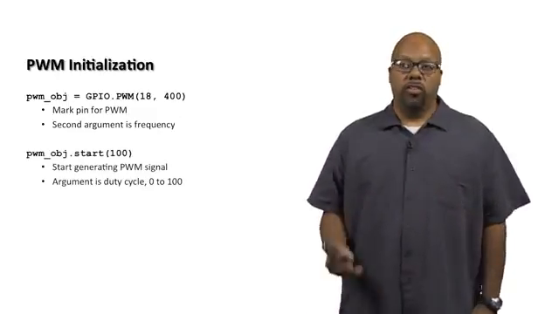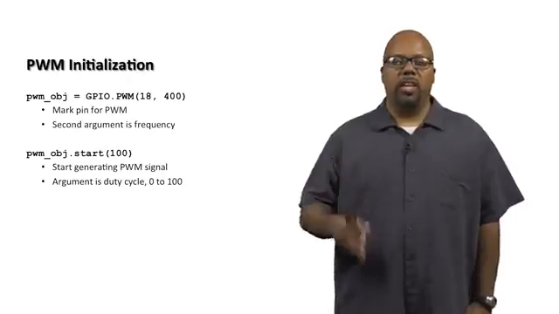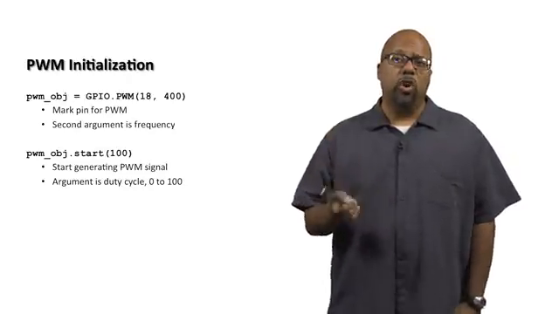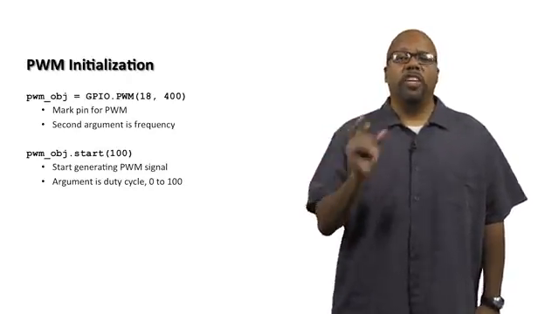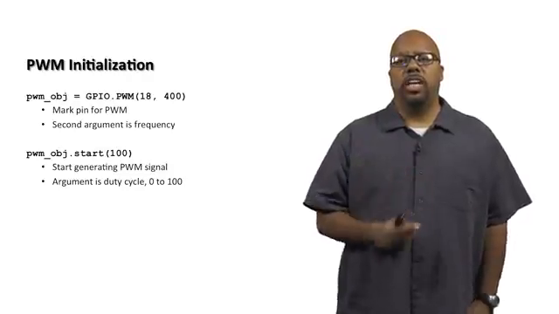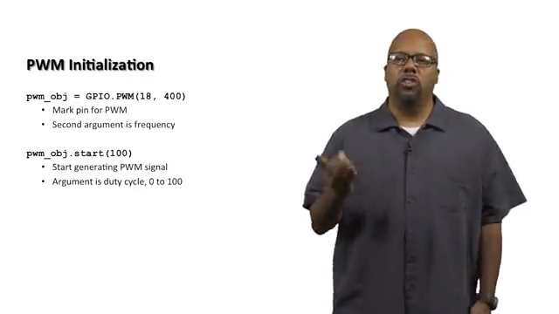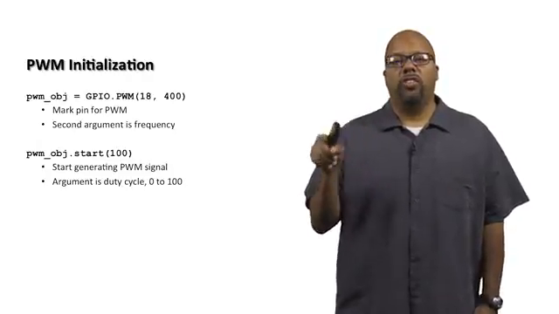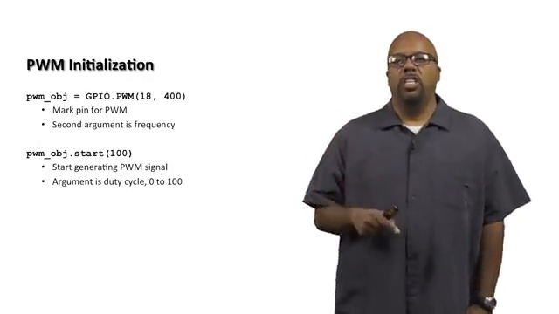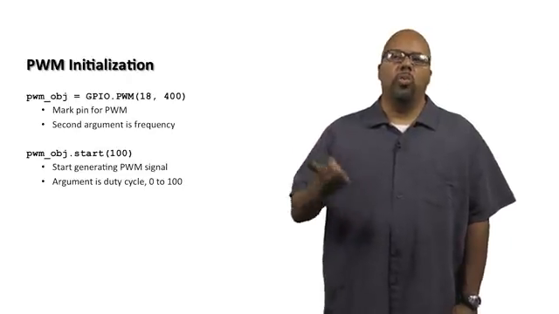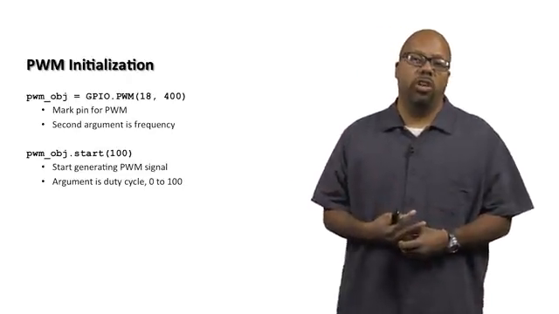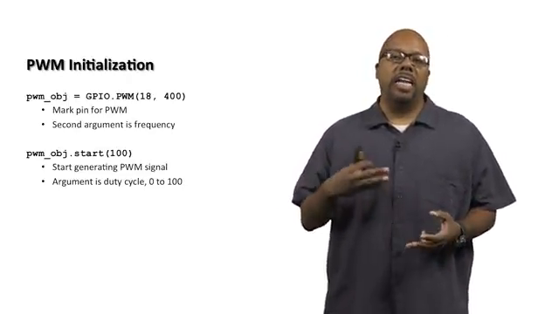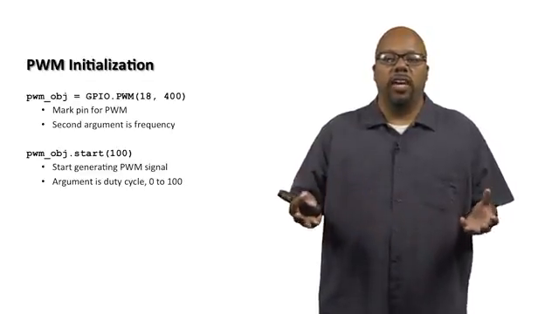You call the start function. Now it's a method. This start method, the call is prefixed with PWM_OBJ. So whatever object you got returned from that GPIO.pwm call, you call this start function on that object. So PWM_OBJ.start(100) takes one argument, in this case 100. That argument indicates the pulse width, the duty cycle.